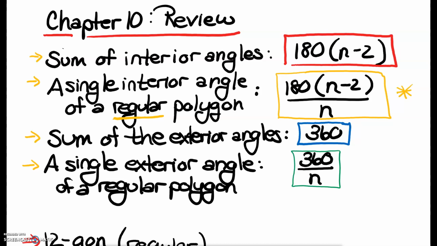If you want the entire sum of the exterior angles, no matter what polygon you're looking at, the sum is 360. But if you want a single exterior angle of a regular polygon, it would be 360 divided by n. And this is another one that must be a regular polygon. So remember that they do not apply to just any old polygon. They must be regular polygons, meaning all sides are equal and all interior angles are equal.